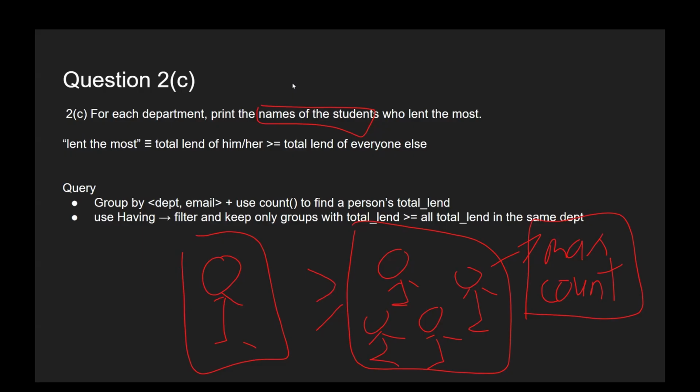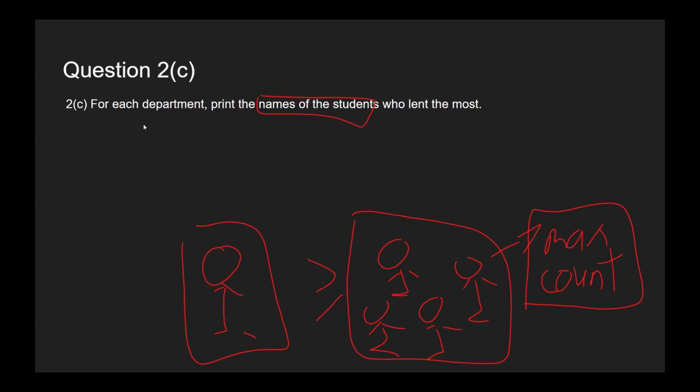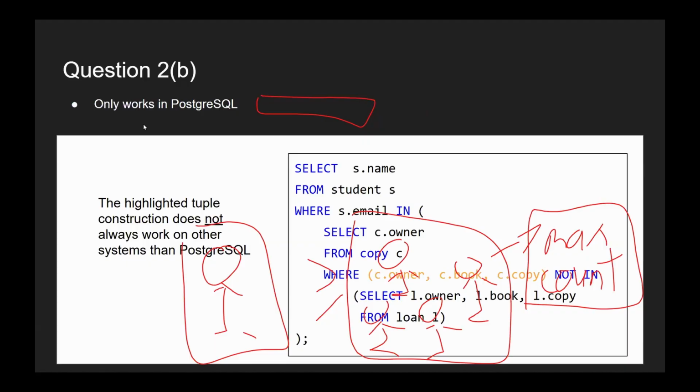Somebody asked for the tuple check: does the column name matter or just the column order? It should be the column order. Let's take a look back. Yeah, it should be the column order.